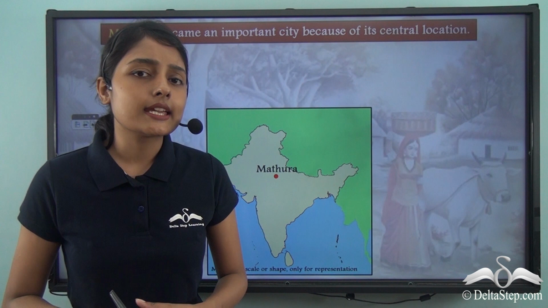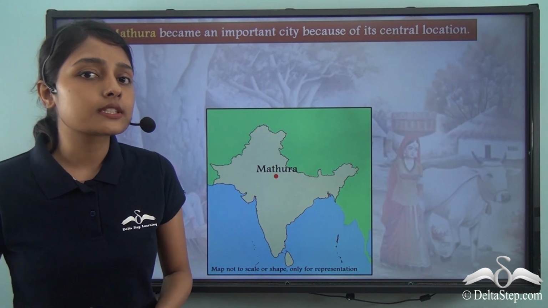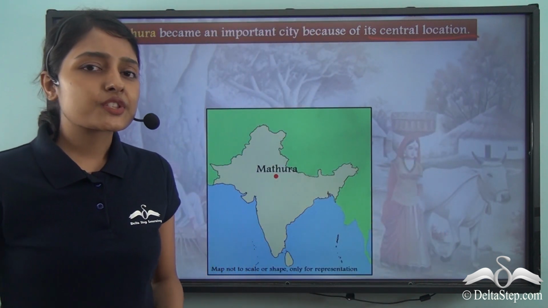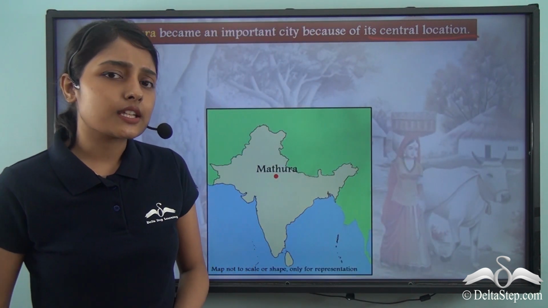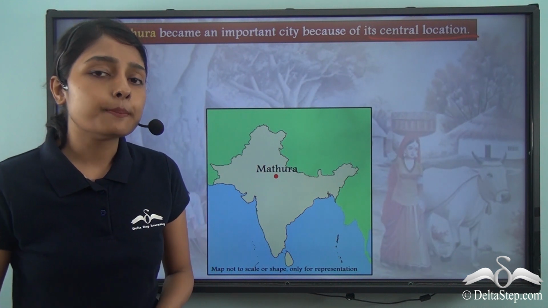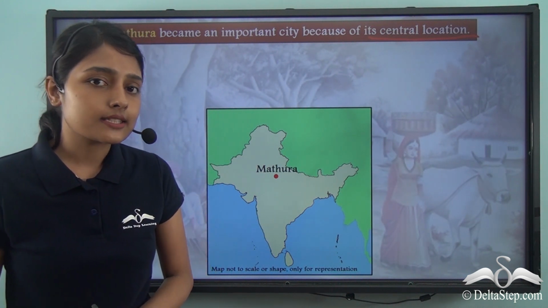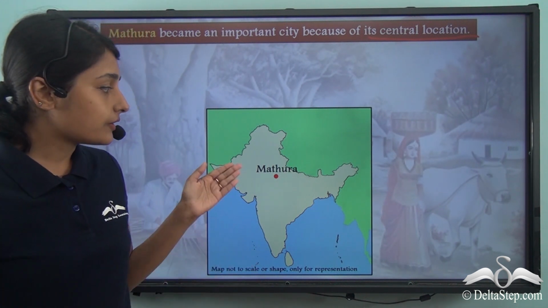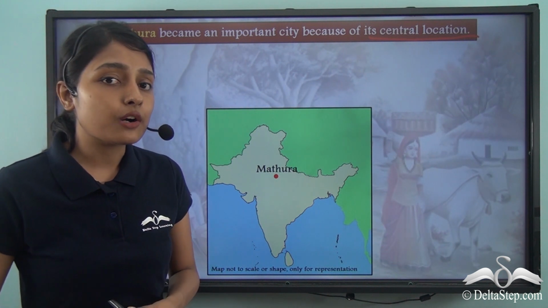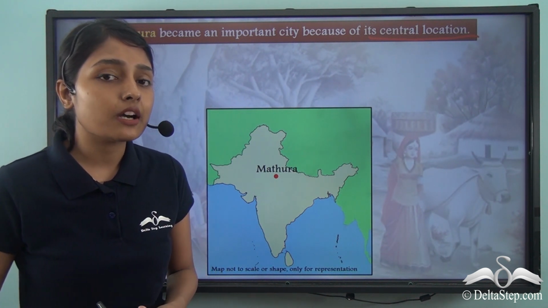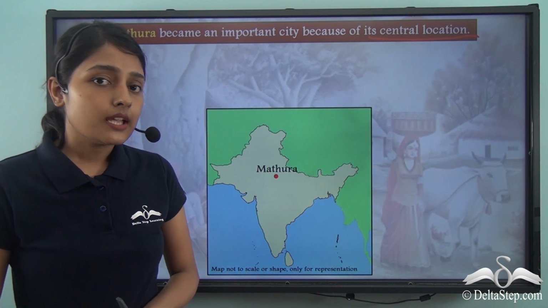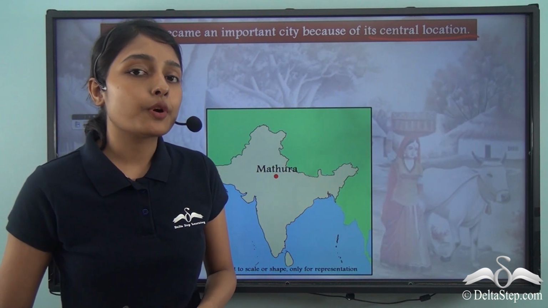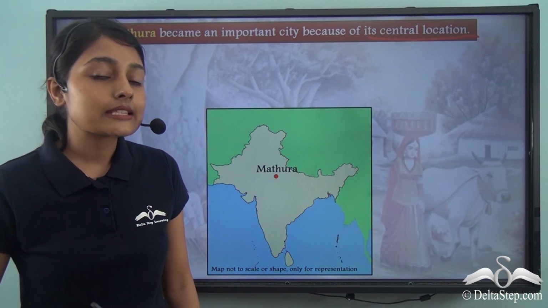Now, Mathura has gained importance in the Indian subcontinent because of its central location. Because without any reason, one city, one region cannot become important and prominent overnight. There has to be a particular reason. And the reason when we come to talking about the importance of Mathura would be a very geographical one. This is because the geographical location of Mathura has played a very important role in giving this city its importance and prominence.